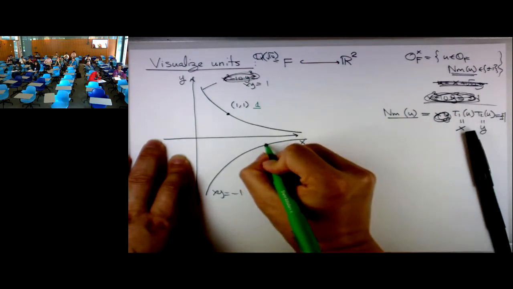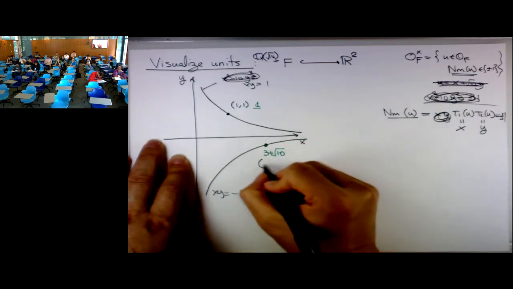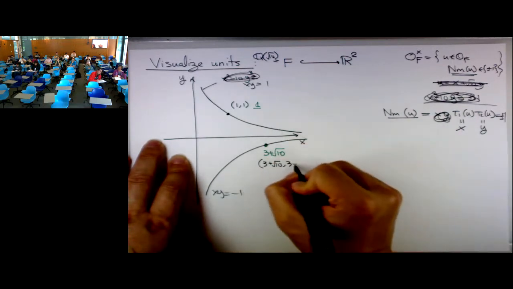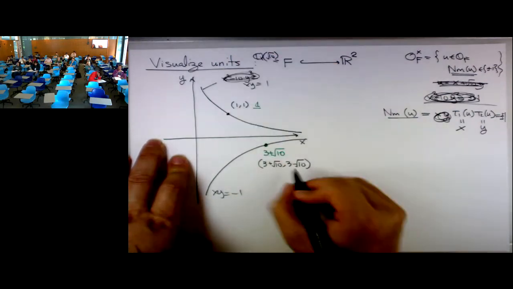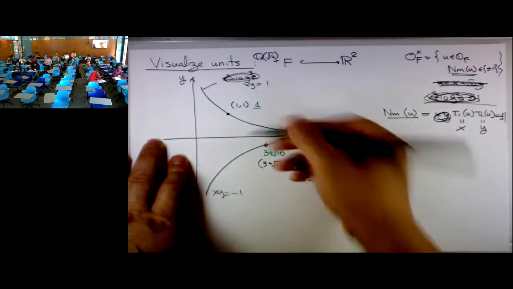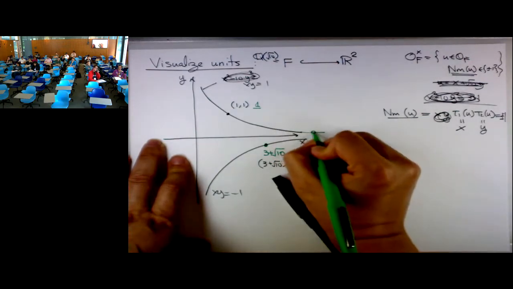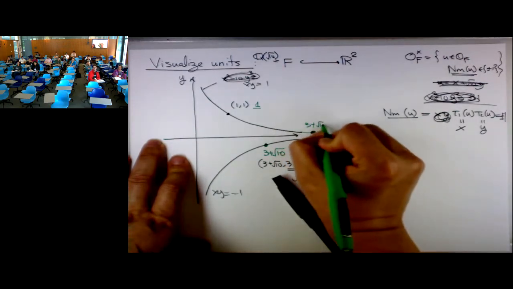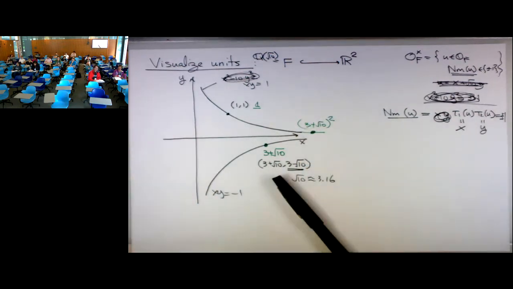And the next number is 3 plus root of 10, if I remember correctly. So the coordinate will be 3 plus root of 10 and 3 minus root of 10. So 3 plus root of 10 here, and 3 minus root of 10. Root of 10 is like 3.16, so it's a little bit lower here. And then the next one will be kind of further down here. That will be 3 plus root of 10 squared, and so on.